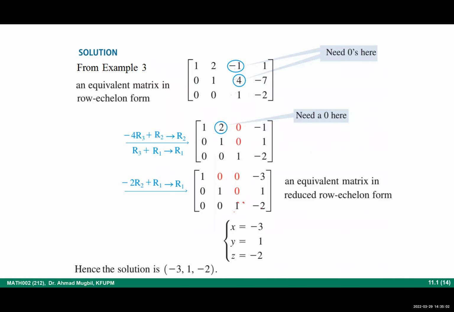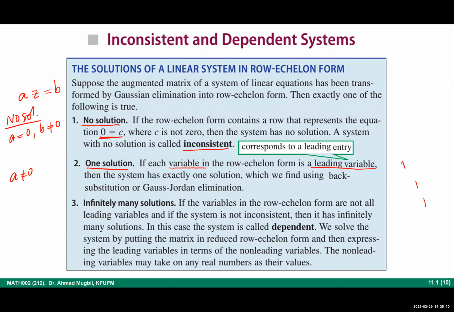Look. So in this case, each variable is a leading variable. It has its leading entry. In this case, we will have one solution. Of course, this is if your matrix is written in the row echelon form. The last case, if you remember, what is it? Infinitely many. If what? If A is 0 and what? B is 0. So this is the case when we have one row consisting entirely of what? Of zeros.